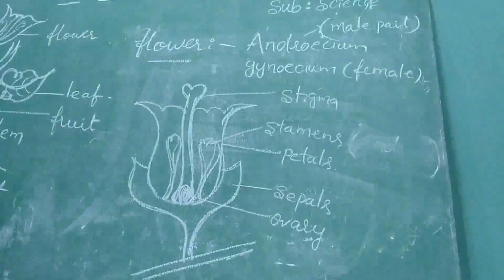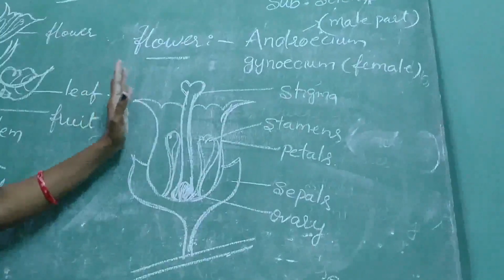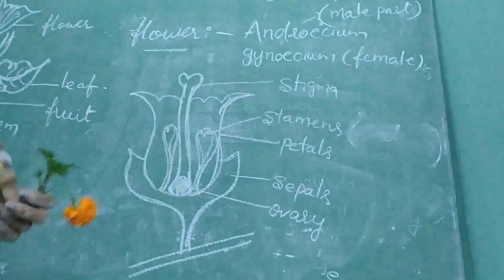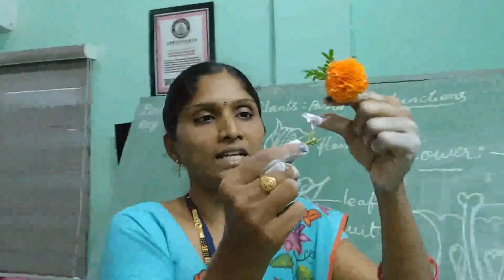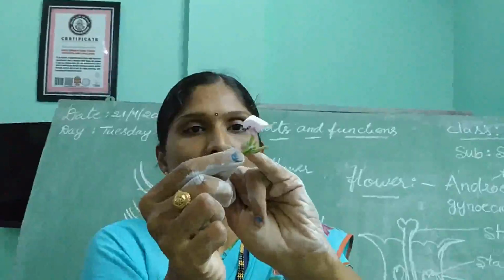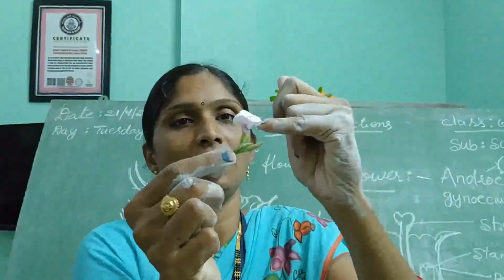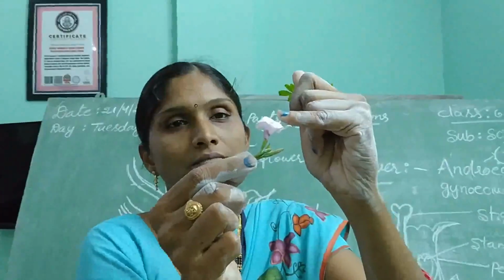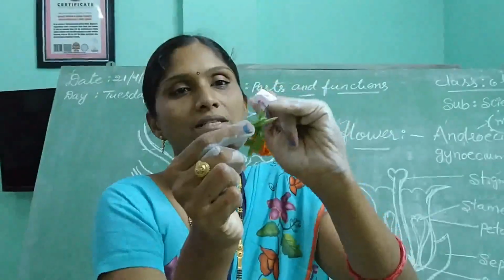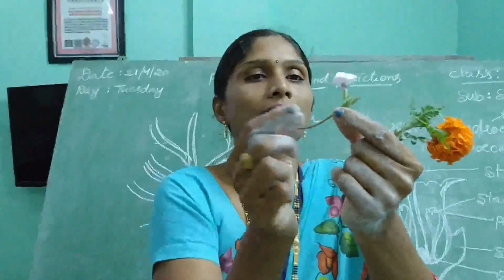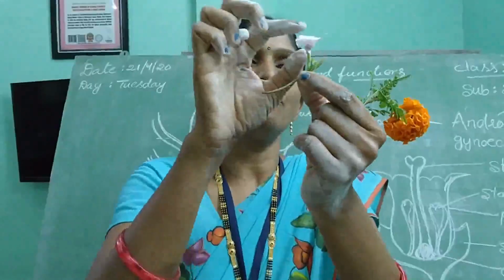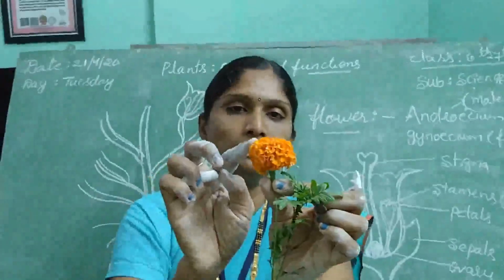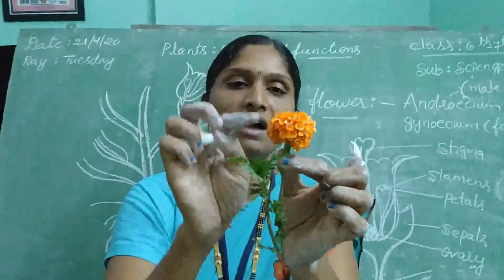This is the structure of a flower. A flower consists of these main important parts. The green colored part in this flower is known as sepals, and the very light pink or white colored leaves are known as petals. The colorful petals help in the process of pollination.